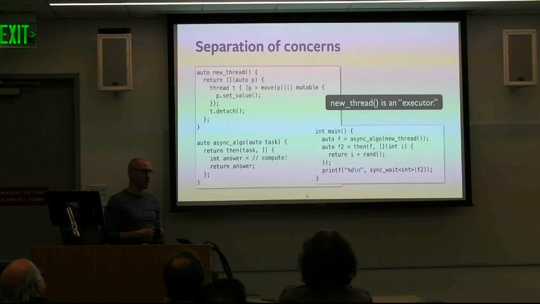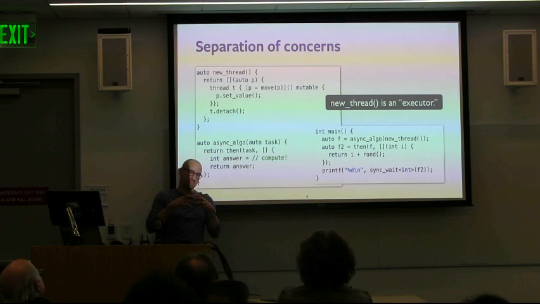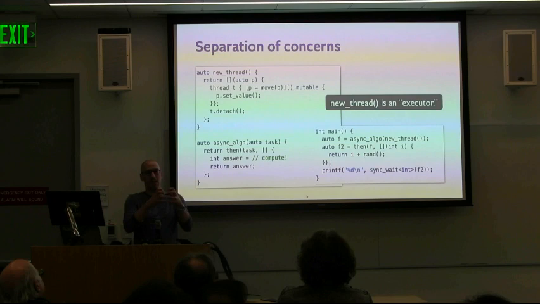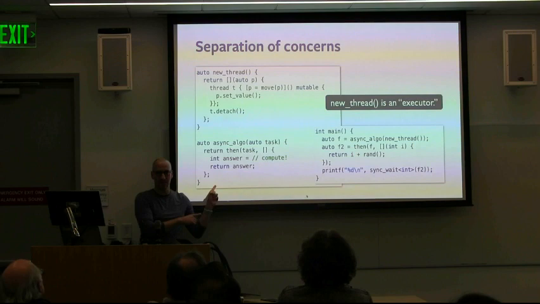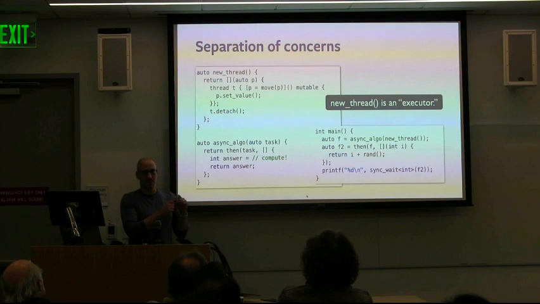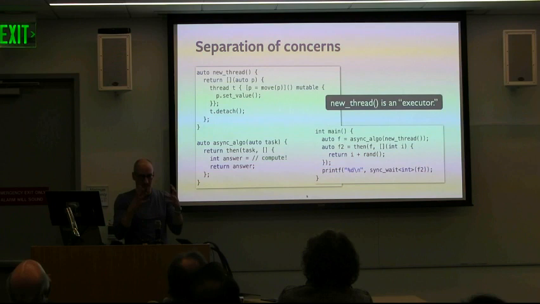So new thread is what I call an executor. New thread is an example of a lazy future whose sole responsibility is to create some new execution context in which other work can execute. This is what I've been trying to convince the committee of: that executors are really these very simple things. An executor is just an instance of a lazy future. And what we should really be talking about are lazy futures. That's where the interesting bit is.